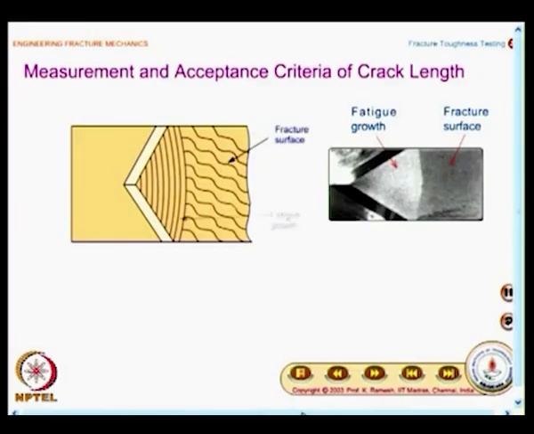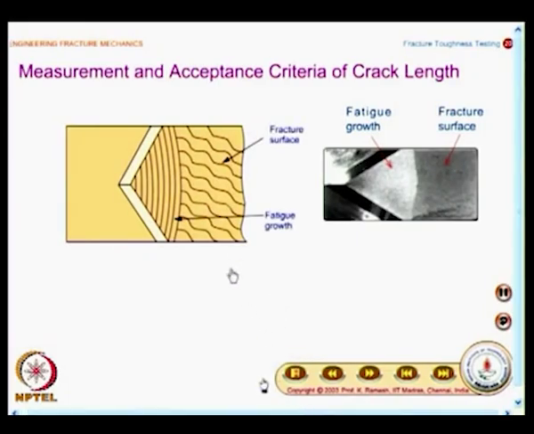Finally, once the specimen is broken, you have a set of requirements on how to measure the length of the crack and what is the acceptance criteria. Here you have two pictures, one is a sketch, the sketch shows this is the specimen and this is the chevron notch, and you have the crack front. And how do you see the crack front? The crack front is not straight.